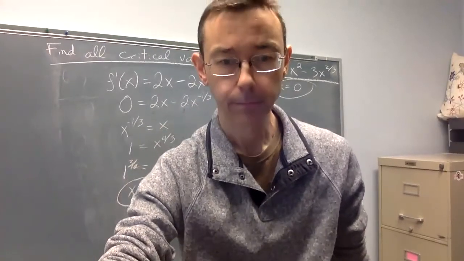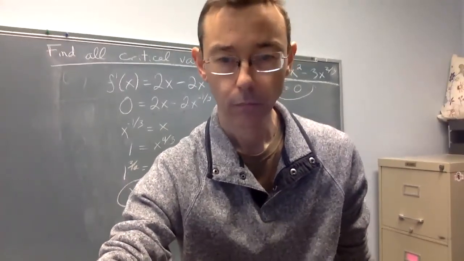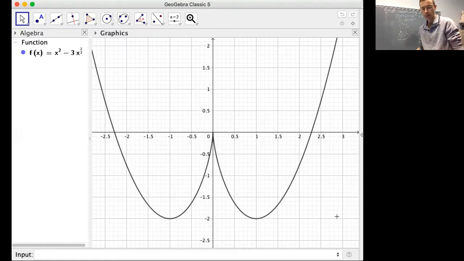Let's finish this by seeing a plot of this. I'll pull that up. Great. So now what you're seeing is the graph of f of x equals x squared minus 3x to the 2/3. At x equals 0, you can see the place where the derivative does not exist.